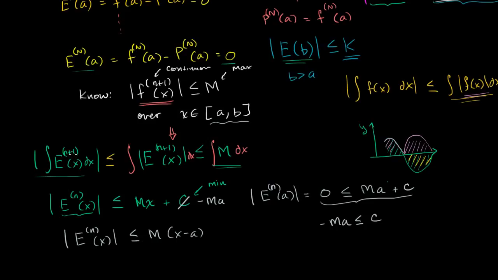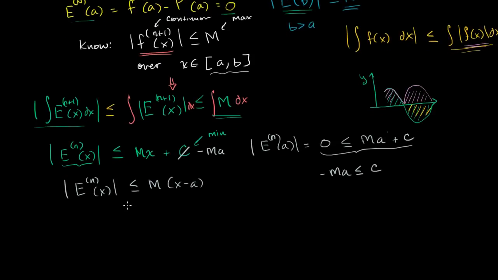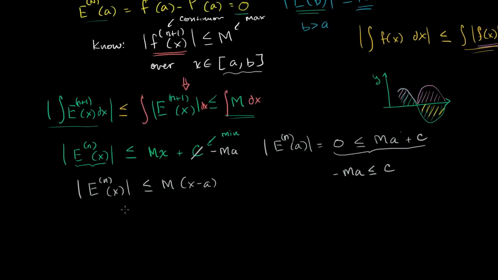We at least went from the n plus 1th derivative to the nth derivative. Let's see if we can keep going. So same general idea. If we know this, then we know that we can take the integral of both sides of this, the antiderivative of both sides.